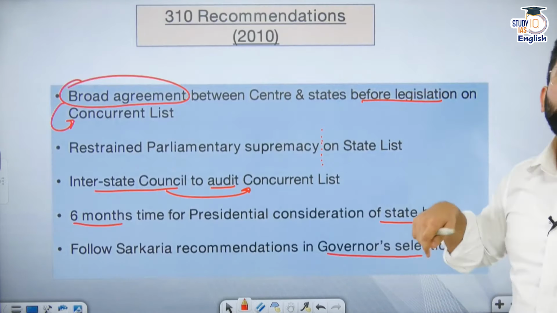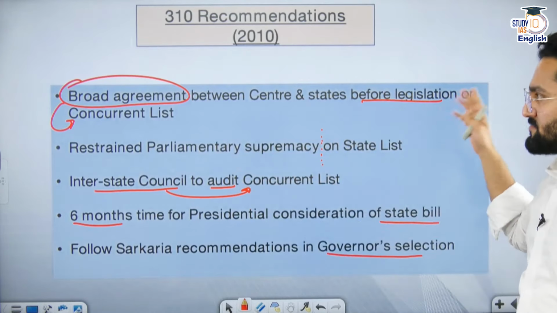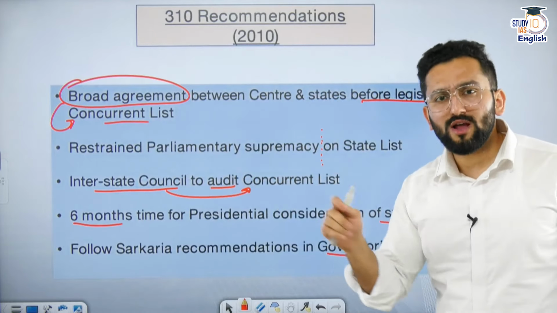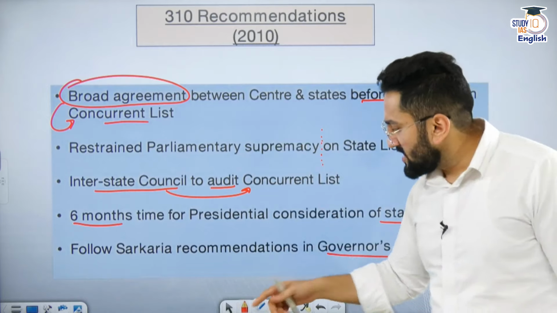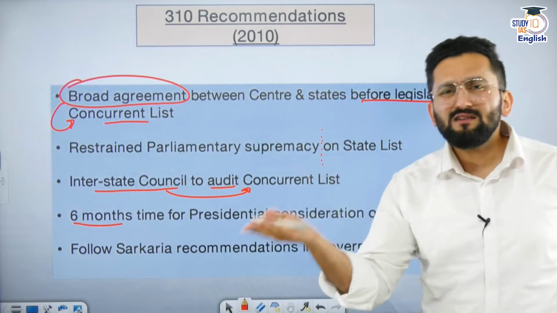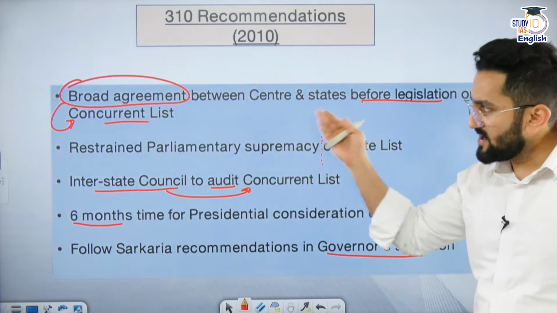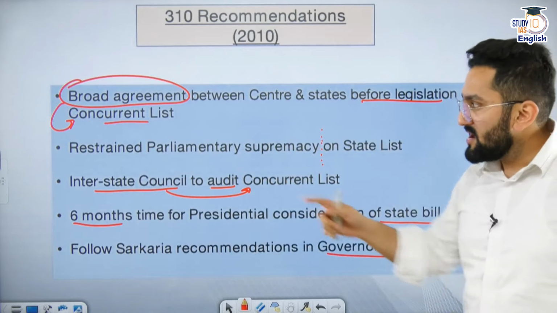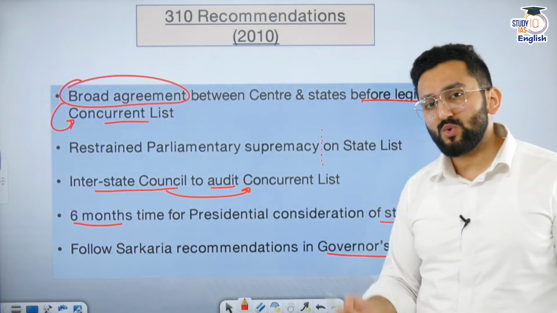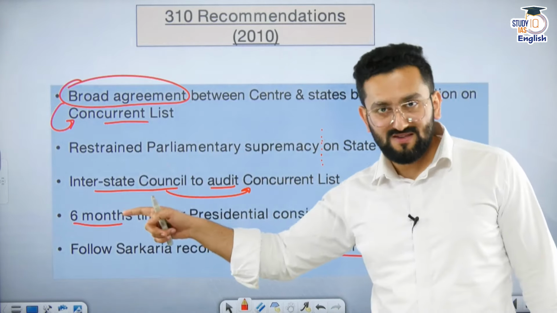So now 310 recommendations were given by the Punchhi Commission. Number one, they said there should be broad agreement between center and state before legislating any matter on the concurrent list. Issues on the concurrent list should have broad agreement. And I hope now you can see a commonality between what Sarkaria was saying and what Punchhi was saying. Sarkaria said the center should consult states whenever a law is being made on the concurrent list. And Punchhi said this should be done. Restrain parliamentary supremacy in the state list. You know that there are cases where the center can make law in matters of the state list also. So there should be a restriction on supremacy, right?